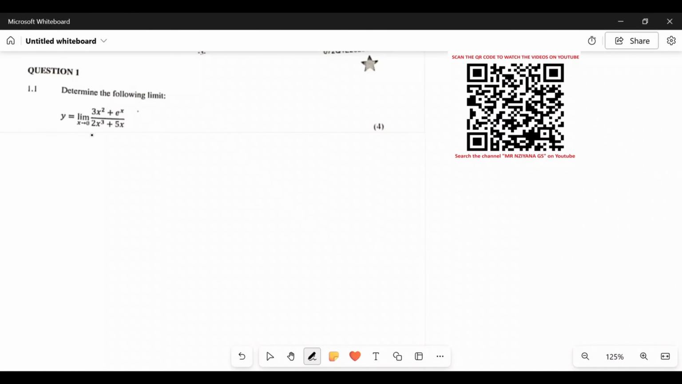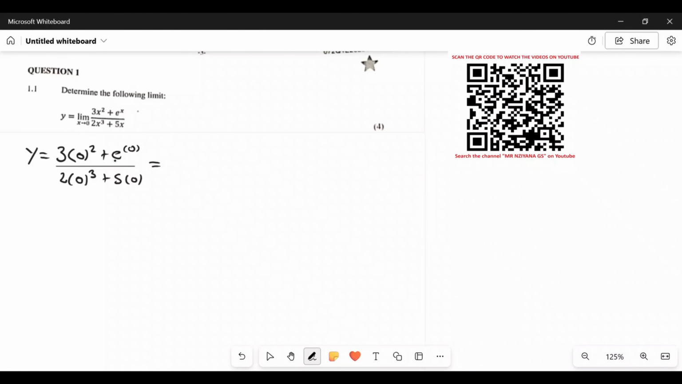So we first start by doing direct substitution with this one. So wherever there is x, we're going to substitute with 0 since x is approaching 0. So let's do it. So it's going to be 3 times 0 squared plus e to the power of 0, divided by 2 times 0 to the power of 3 plus 5 multiplied by 0, right?